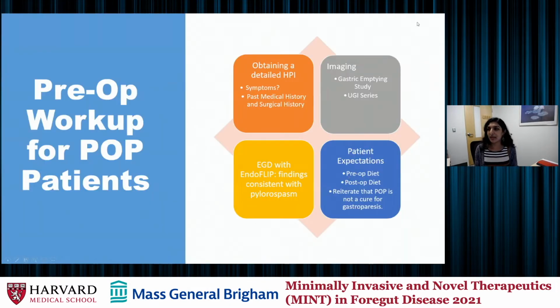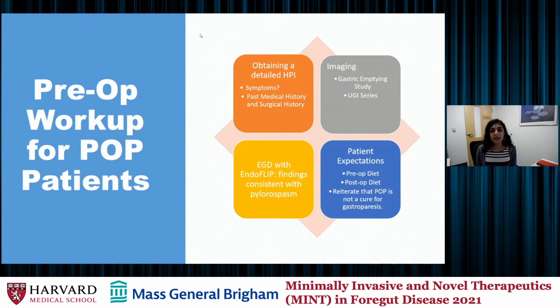All right, so the important part here is a pre-op workup, especially for a POP patient. This is something that as an advanced practice provider, we want to make sure that we're going through it thoroughly with our patients before considering them for a POP. So obtaining a very detailed history is really important. We want to make sure, what are their symptoms? Are they having nausea and vomiting, bloating, loss of appetite, early fullness, or even satiety?